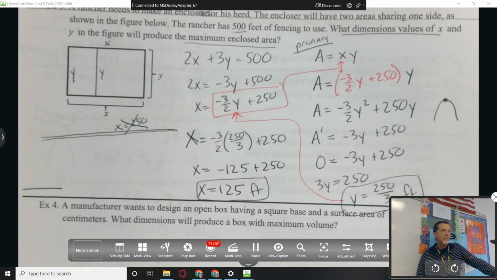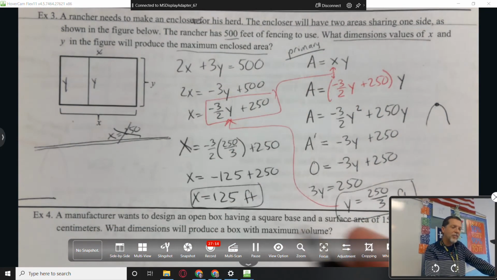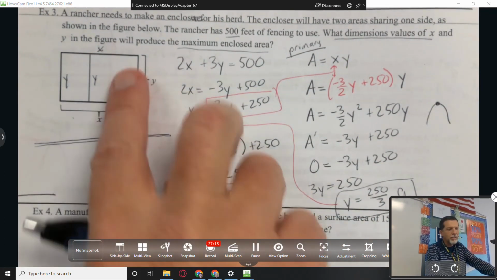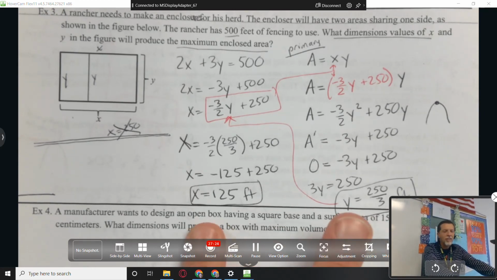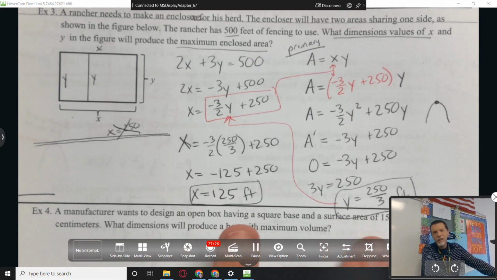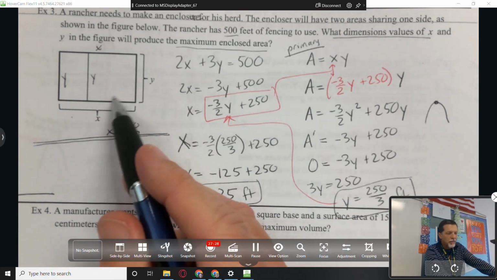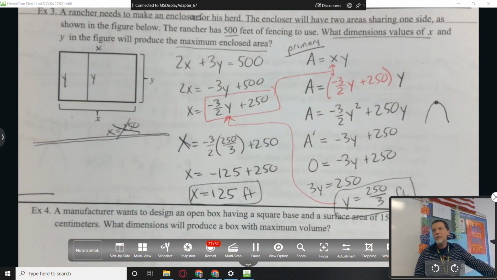What else could it ask for? Without changing the problem, it could ask you for the area. And so you'd have to go back and figure out, well, what do I need to do? A equals X times Y. So make sure you read the question carefully, because they could ask for X or Y or both or area, or the area of one of the squares. I mean, make sure you read the question.